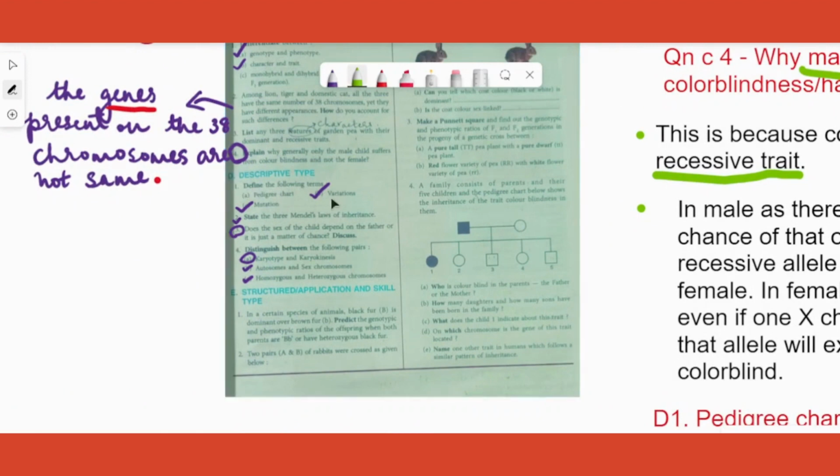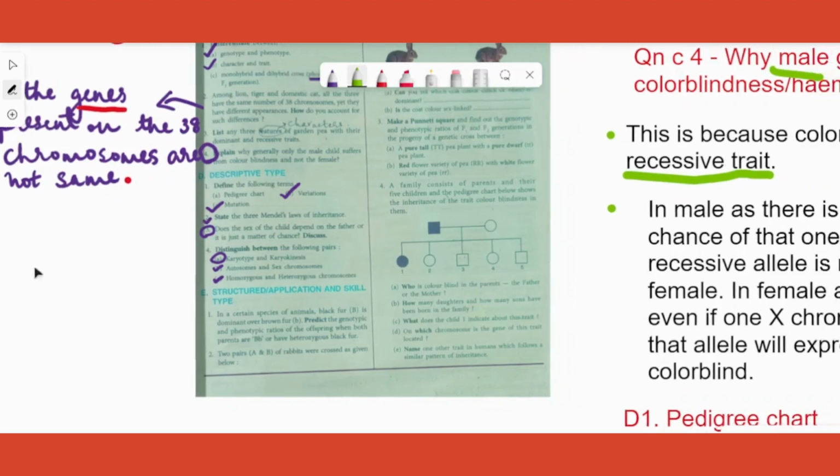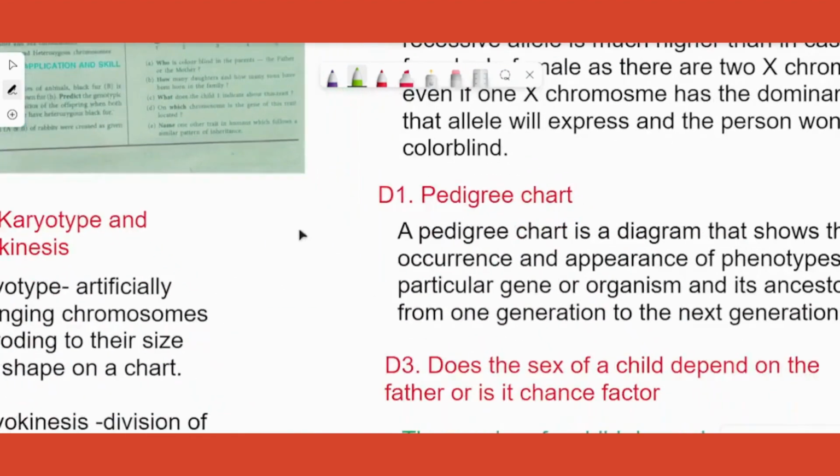Next, define the following: variations and mutations they have directly given. State laws of Mendel is also already given. So D1, I have written down the answer, and D3 also I have written down the answer. Let's go there. What is D1?